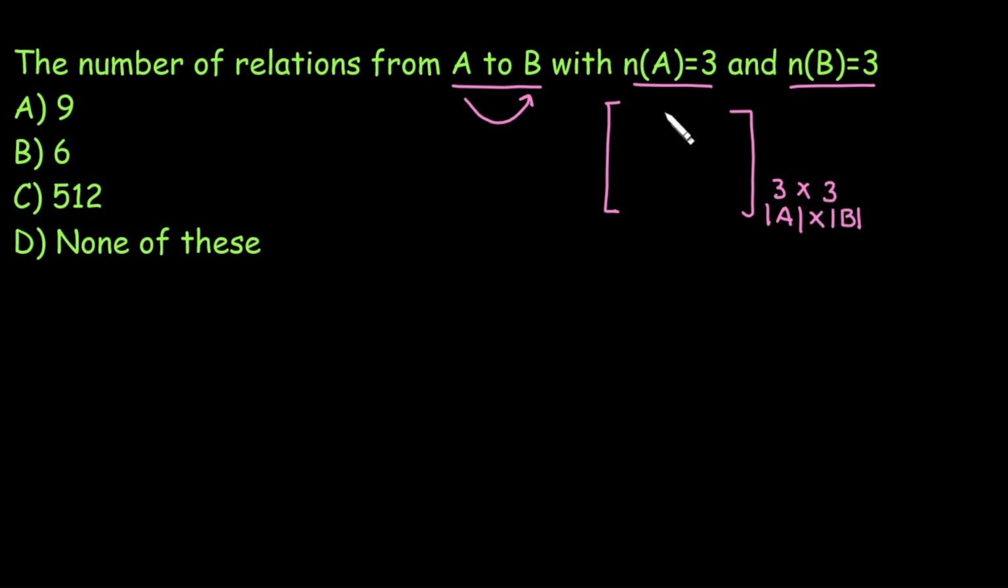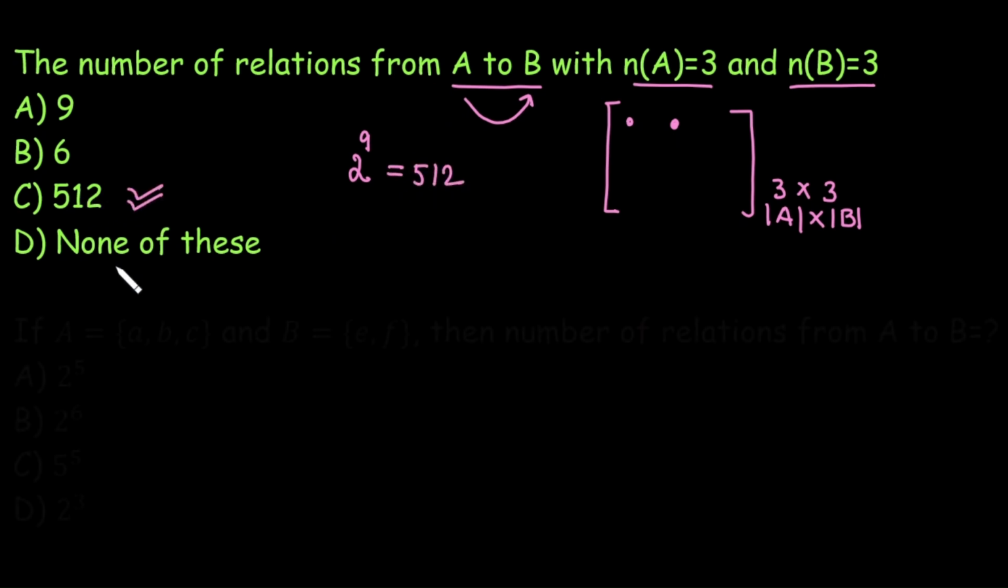We need to count the relations. Maybe this entry is there, maybe not. Even for this one, maybe it is there or not. So each entry has two choices. So it is 2 raised to power the total number of entries, that is 9, and this is equal to 512, and hence option C is correct.